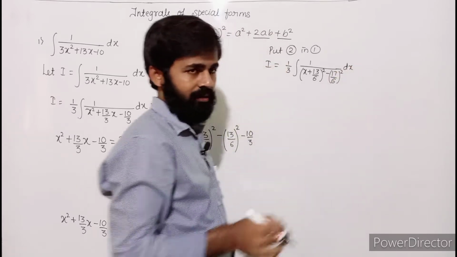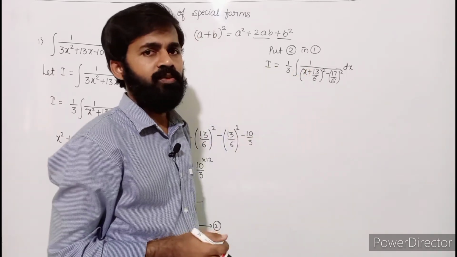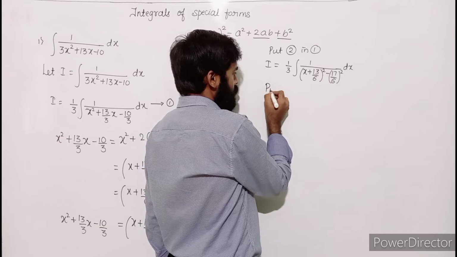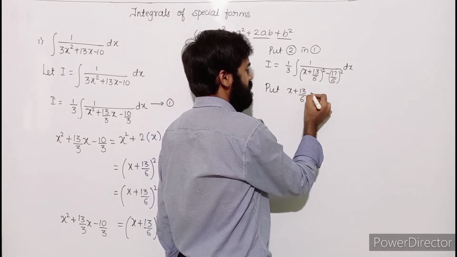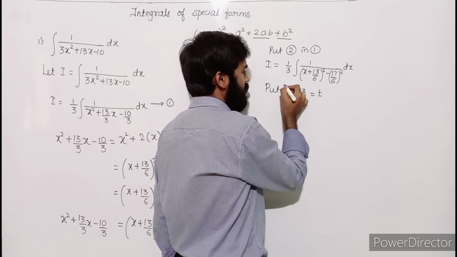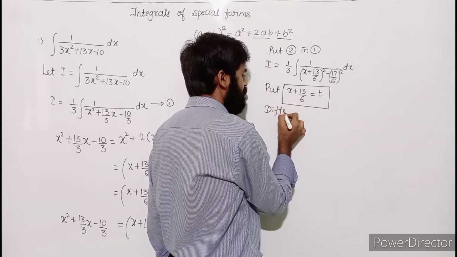Now what I will do is substitute x plus 13 by 6 as t. Put x plus 13 by 6 equals t. Now differentiate with respect to x.